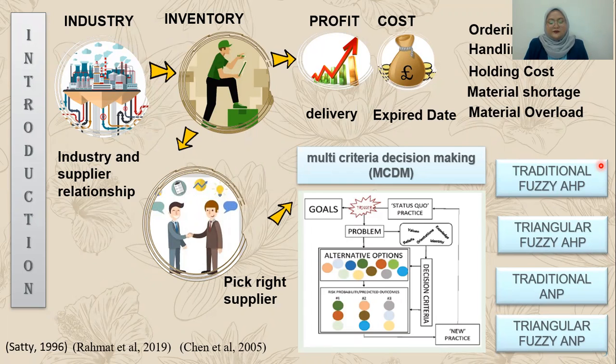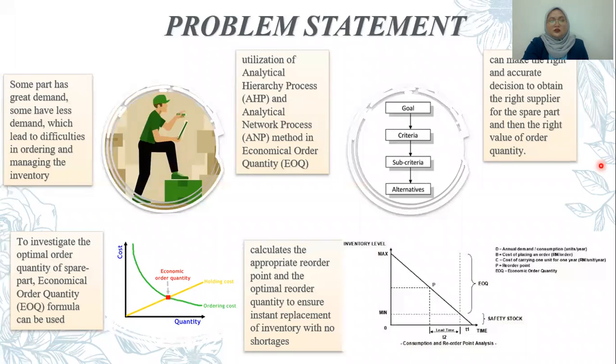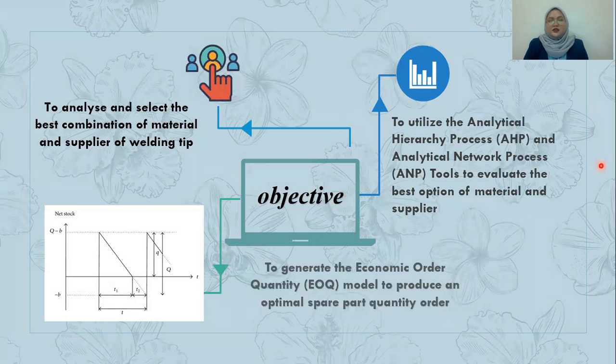The order quantity of spare part is unspecific due to the irregular demand of part. Some parts have great demand, some parts have less, which leads to difficulties in ordering and managing the inventory. So the objective is to analyze and select the best combination of material and supplier of welding tips, to utilize the analytical hierarchy process (AHP) and analytical network process (ANP) tools to evaluate the best option of material and suppliers, and to generate the economic order quantity (EOQ) model to produce an optimal spare part quantity order.